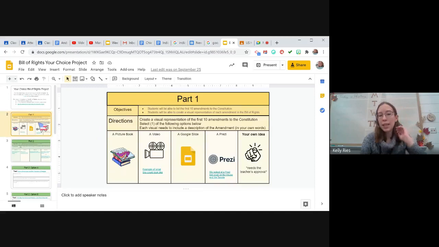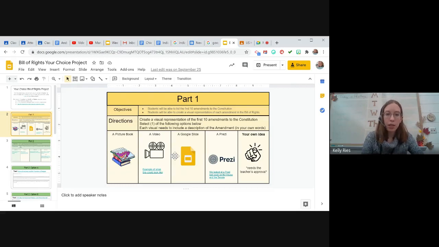So, part 1 is this. You are going to show that you are able to describe the 10 amendments of the Constitution in a different, visual way. You're going to create one visual representation of the first 10 amendments by using any of the following examples. Some folks have made a physical picture book where on each page they do a drawing and have their explanation of each amendment. If you really like drawing or being artistic that way, that is something you can do.